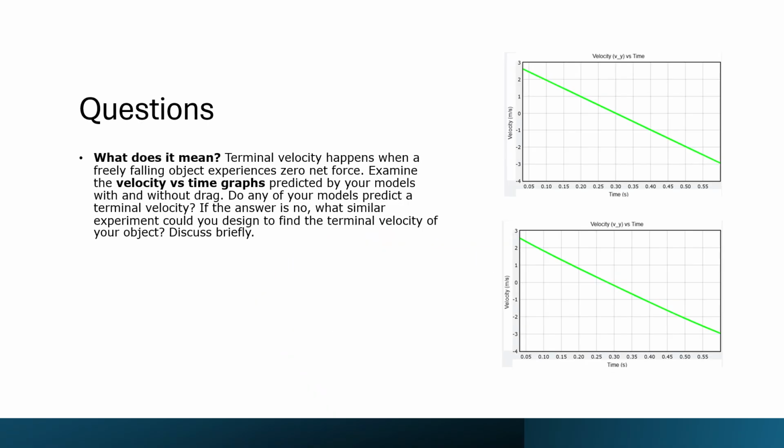And here are my questions. The top graph is the velocity versus time graph of the computational model that did not include drag, while the bottom one did include drag. Both models do not predict terminal velocity, as the experiment was over a short course of time. In order for my model to predict the terminal velocity of my object, the object would need to stay in the air for a longer period of time.